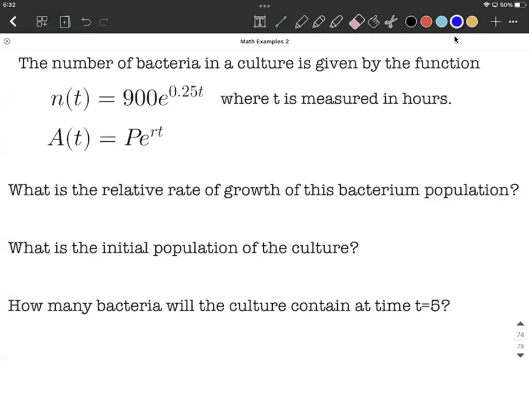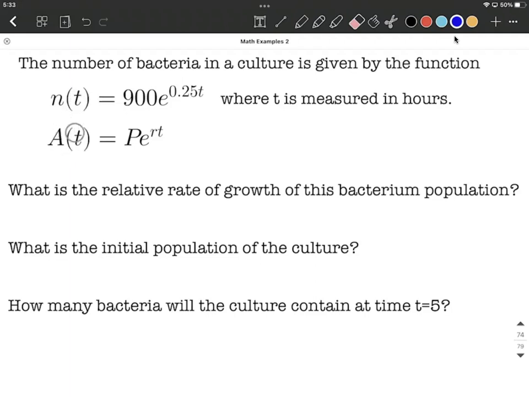Okay, on this word problem, we're given an exponential function, and it represents the number of bacteria in a culture at a given time, where t is going to be in hours. And most of this is just about reading and interpreting the different numbers and components of this function and understanding what it means. So what I've done is we've been given the function N of t.